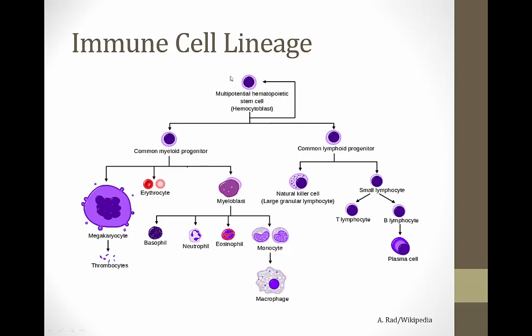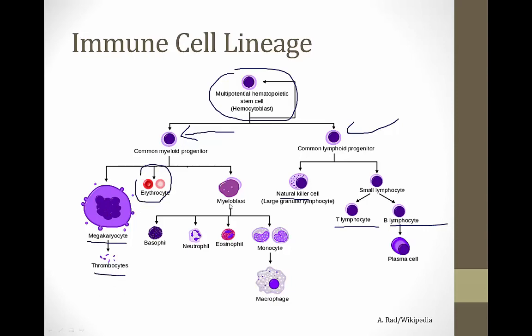Finally, let me describe the lineage of immune cells, or the way they develop from stem cells in the bone marrow. A multipotential stem cell can differentiate into a lymphoid progenitor or a myeloid progenitor. The lymphoid progenitors can become natural killer cells or can become T cells or B cells. The myeloid progenitor goes on to develop megakaryocytes, which become the platelets or red blood cells, and they can also form myeloblasts, and myeloblasts can differentiate into basophils, neutrophils, eosinophils, or the monocytes, which then go to the tissue and form the macrophages.